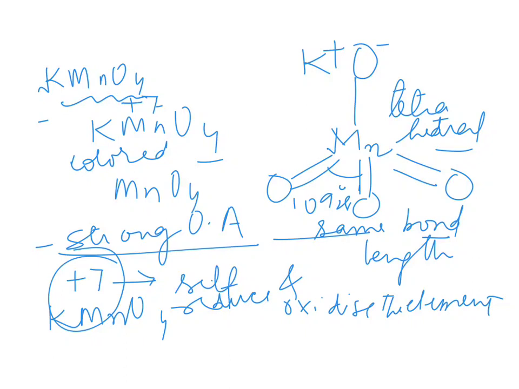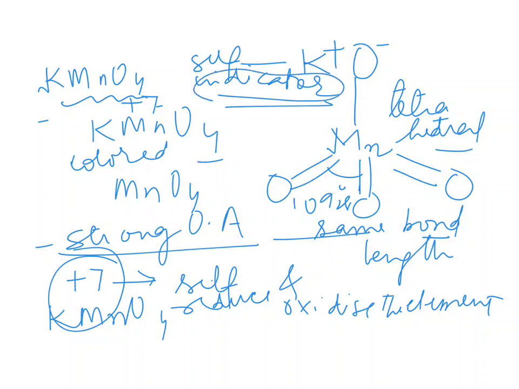In the titration, you can use it as a self indicator. This titration you will do in class 12th. You have a titration between KMnO4 and ferrous ammonium sulfate, that is Mohr's salt. When you do the titration, you are not adding any indicator, because KMnO4 acts as the self indicator.